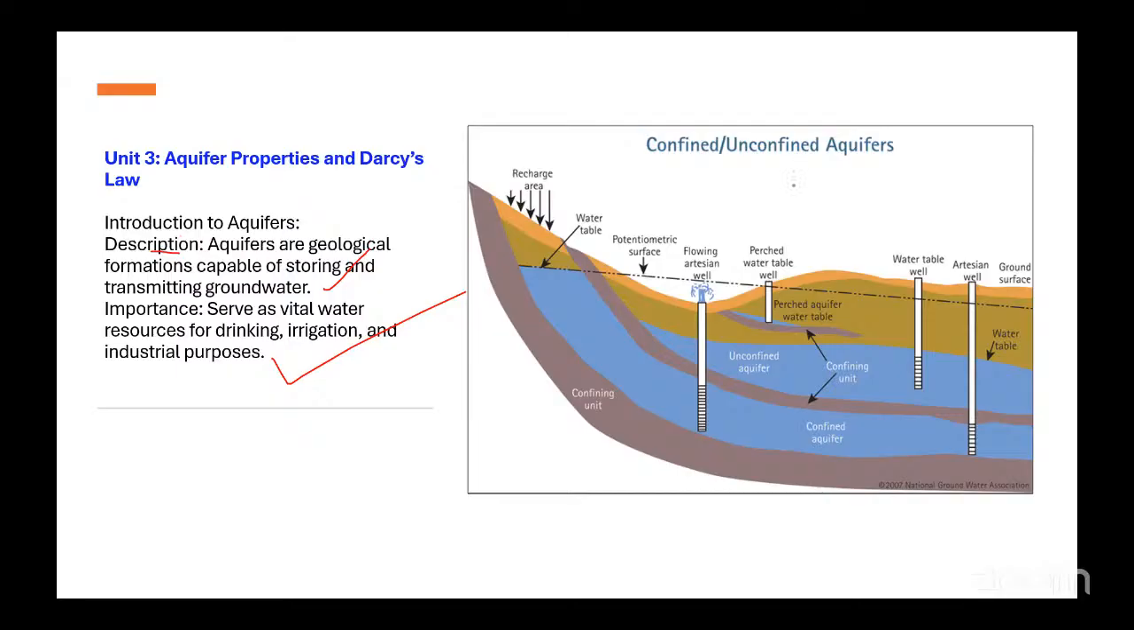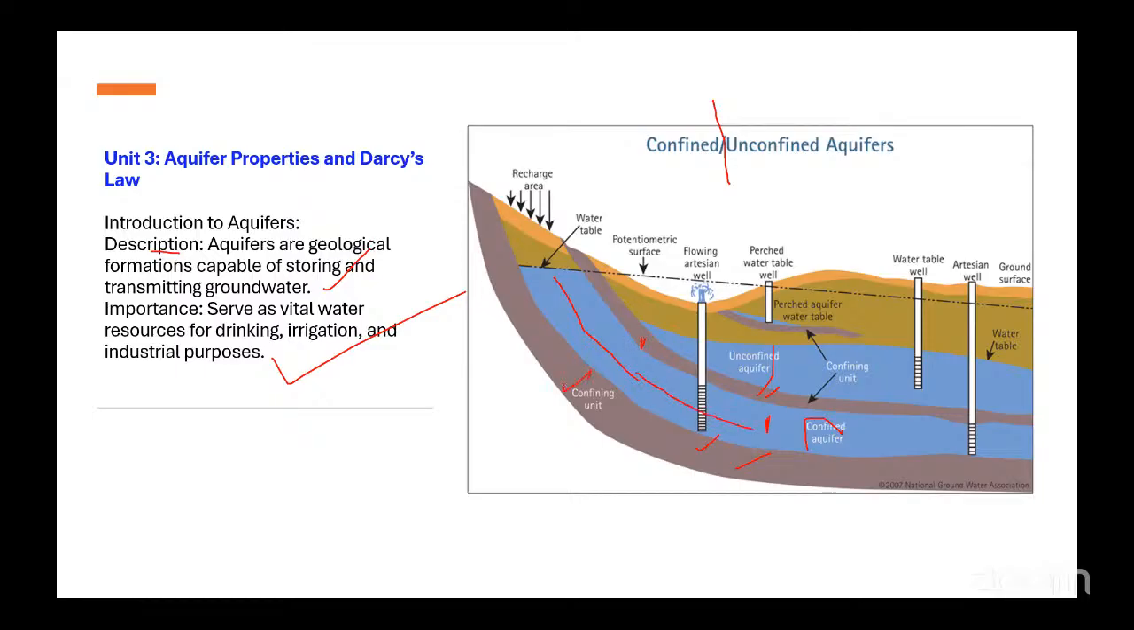Here you can see in the picture confined and unconfined aquifers. This is the confined aquifer because it is sandwiched between this layer and this layer. This is the impermeable layer. This is impermeable. So this permeable aquifer is sandwiched between two impermeable layers.